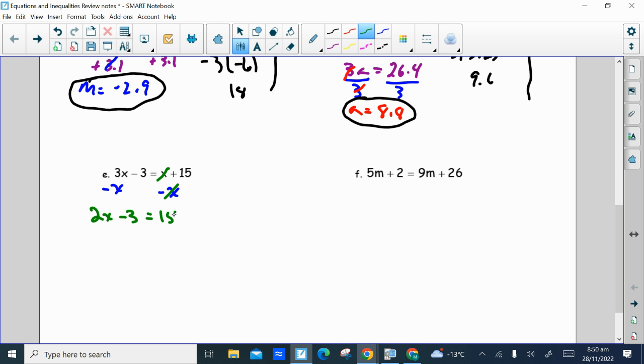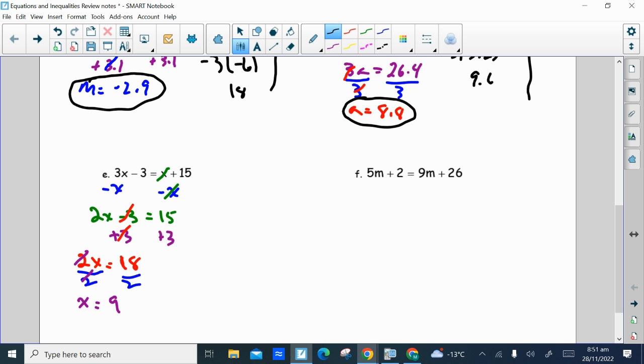Remember, when you're adding and subtracting like terms, the powers don't change. That only happens when you're dividing or multiplying x's together. If you have 3 of something and you take away one of those things, that leaves you with 2 of them. So now we're going to get the 2x by itself by adding 3 to both sides. So on the left side, negative 3 plus 3 cancels. We're left with 2x on the left. And on the right, 15 plus 3 is 18. And then we'll divide both sides by 2. The 2's cancel. And on the right, 18 divided by 2 is 9.